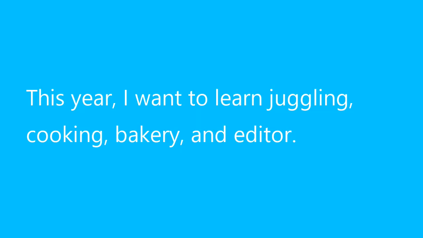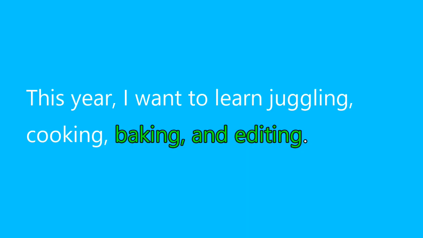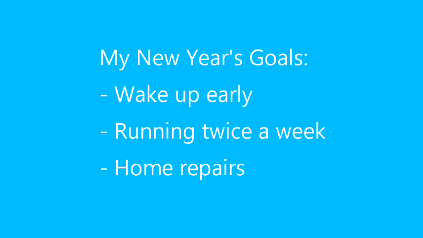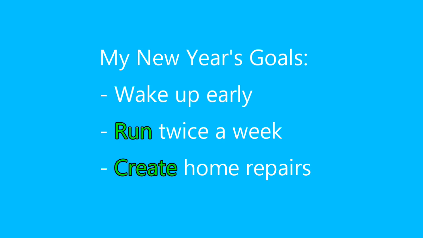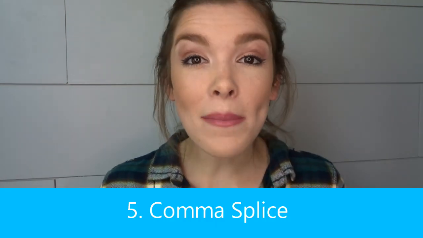For example, in a list you might see this: "This year I want to learn juggling, cooking, bakery, and editor." When really it should be "This year I want to learn juggling, cooking, baking, and editing." Here's another. "My New Year's goals: wake up early, running twice a week, home repairs." But the correct way for this to be parallel is "wake up early, run twice a week, create home repairs." Does that make sense?